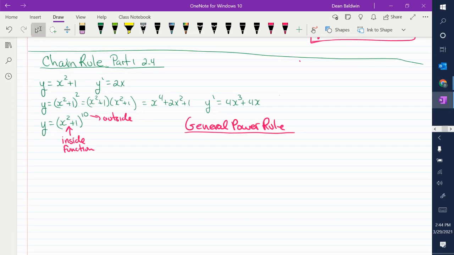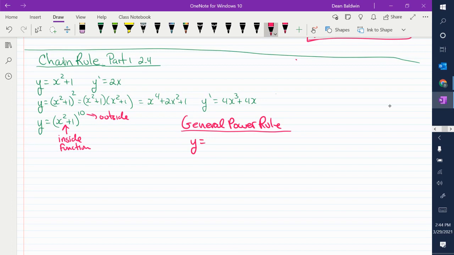Here's our power rule, x to the n. The general power rule says if I have some function u to the power of n, then my derivative will be, follow this: we drop down the n, and you take 1 away from that exponent, so u to the n minus 1. That's exactly like the stuff we did with the general power rule. The only difference now is, because our inside function isn't just x, it's a complex function, x squared plus 1, could be sine x, could be anything, you multiply by u prime, the derivative of the inside.